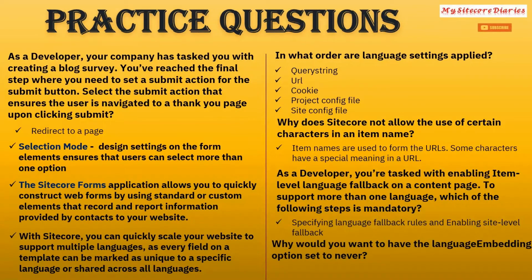Why would you want to have the language embedding option set to never? What will happen with language embedding if this option is set to never? That language itself will not come in the URL. This is better when we do not have any languages. There's no need to have a language in your URL, so at that time you can set it to never. So the site is not multilingual.